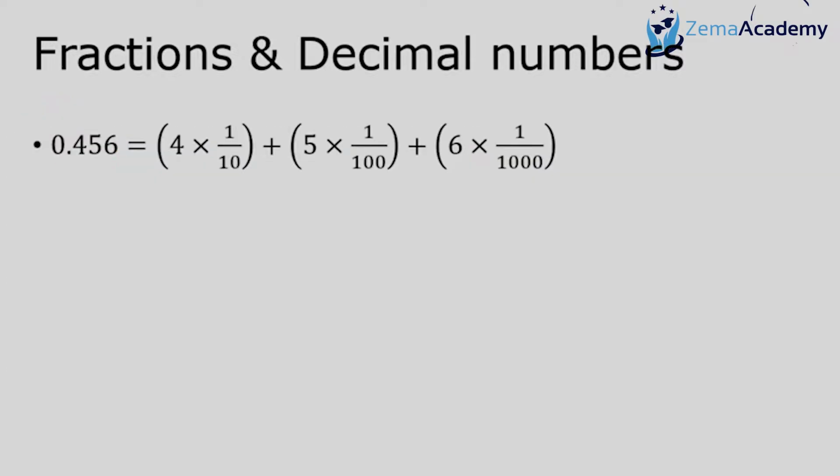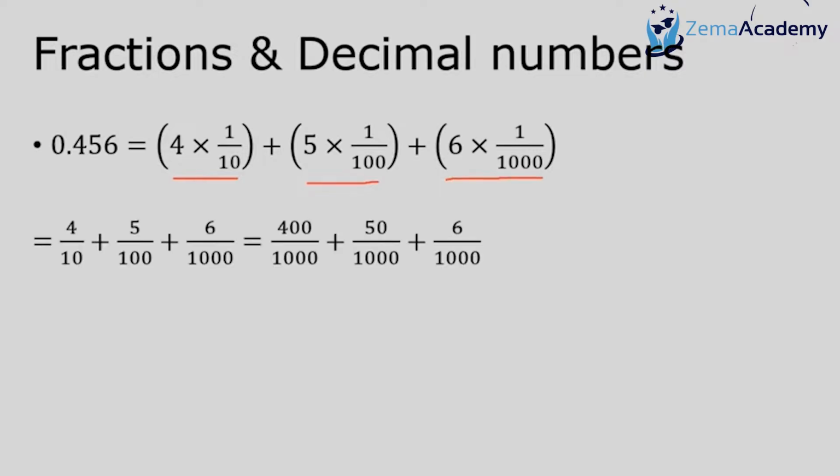That means that if we want to, we can actually split up a decimal when we have more information. So for example, here we have 0.456. We can write that as 4 times 1 over 10, plus 5 times 1 over 100, plus 6 times 1 over 1,000. So that's 4 over 10, plus 5 over 100, plus 6 over 1,000. And in that way, we split it into individual fractions.